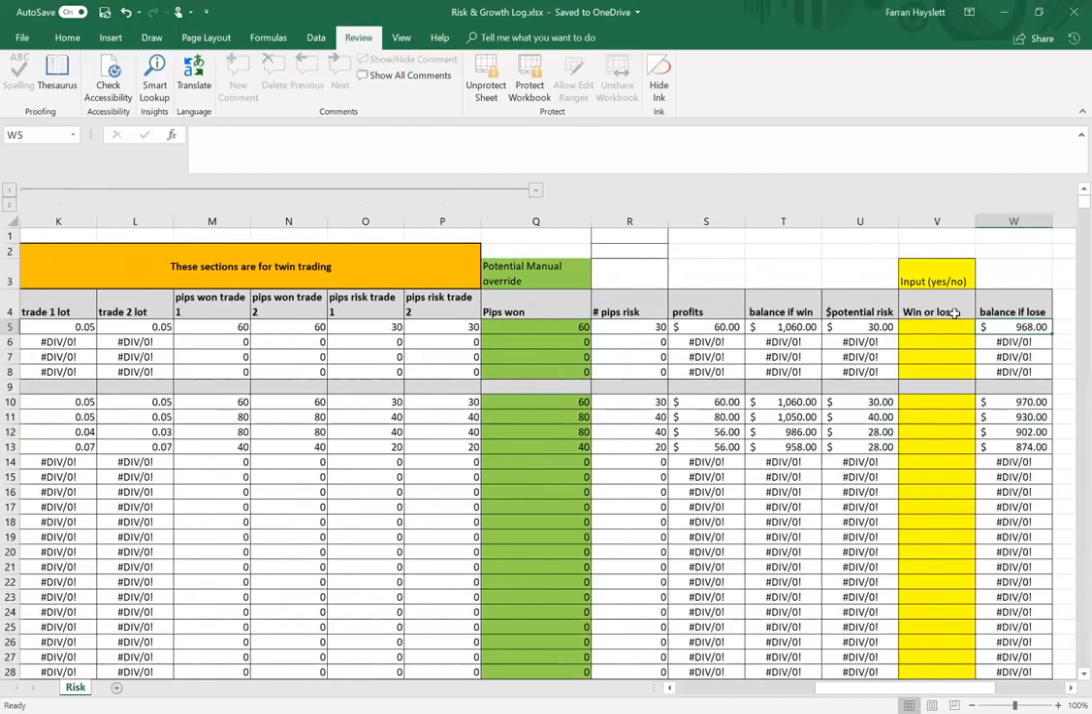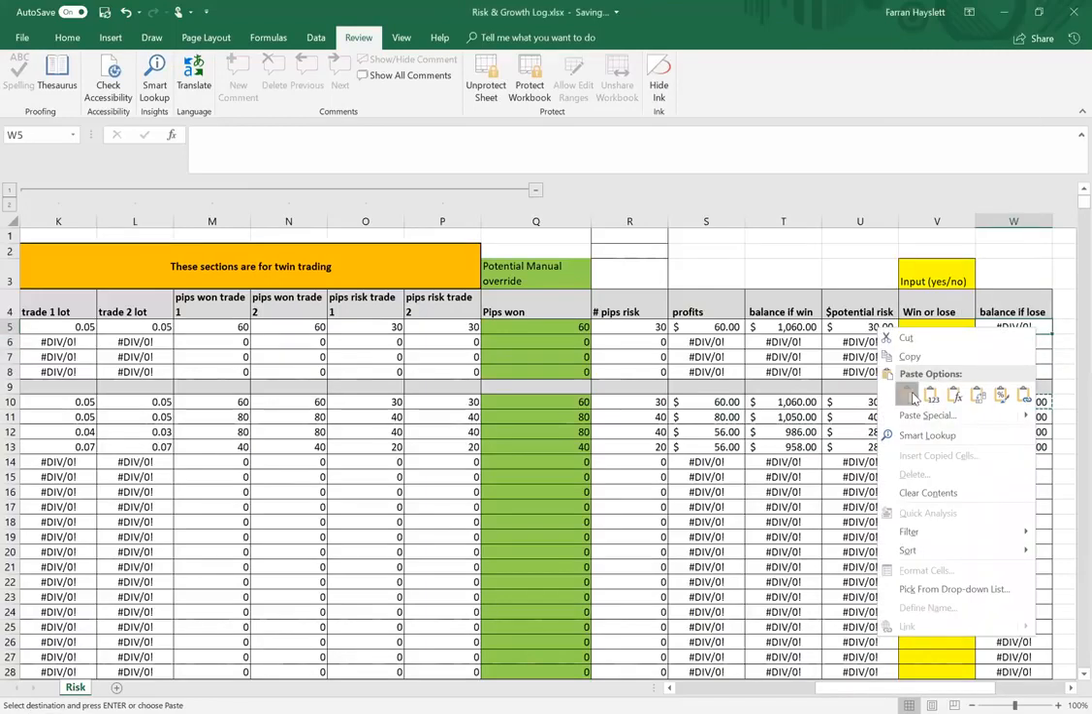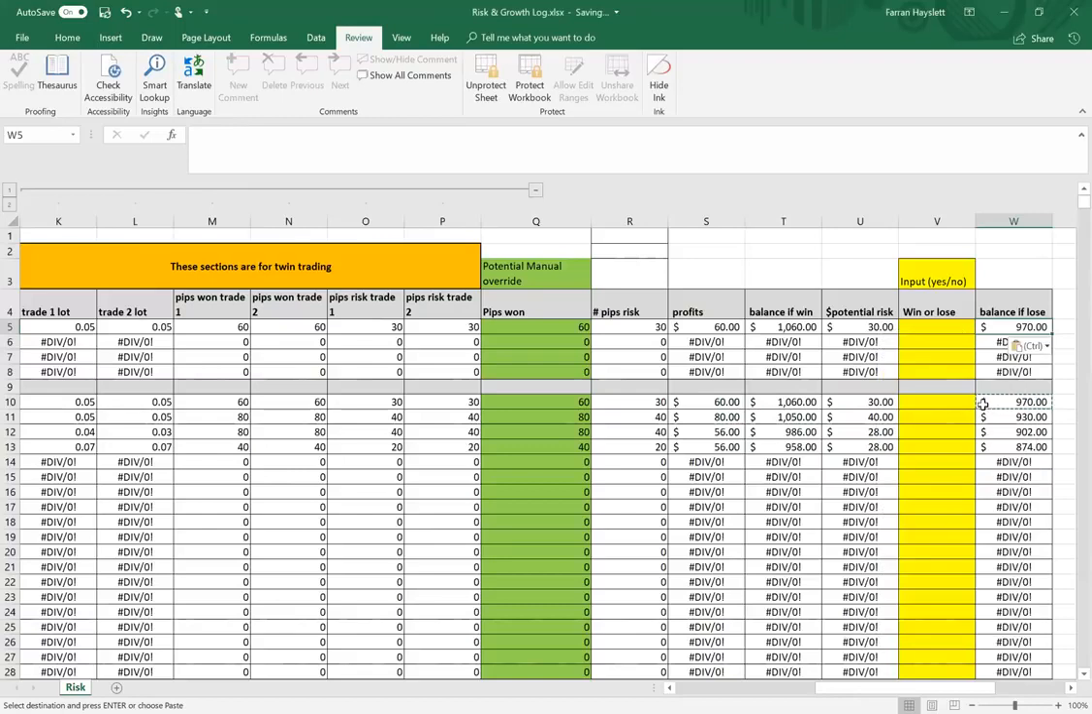So if I lose this trade, it's telling me that my account balance would be 970. 1,000 minus 30 is 970. If I win, at $1 a pip, I will profit $60 and my balance will grow from 1,000 to 1,060. Guys, you see that? Column T tells me my balance if I win. So let's say I win this trade, right?